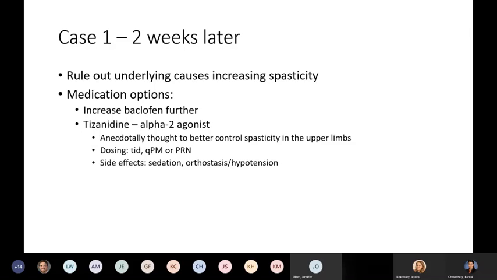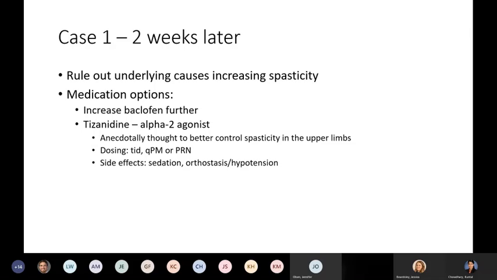So tizanidine, as a reminder, is an alpha-2 agonist. It inhibits excitatory neurotransmitters through the facilitation of glycine. And the reason I'm bringing it up in this case scenario is that there's a lot of anecdotal reports in the spinal cord injury population that tizanidine is thought to better control spasticity in the upper limbs. We really don't know why that's the case, but it's reported by many people and anecdotally does seem to have that effect. So whenever someone is having more of an upper body spasticity issue, we will consider use of it.